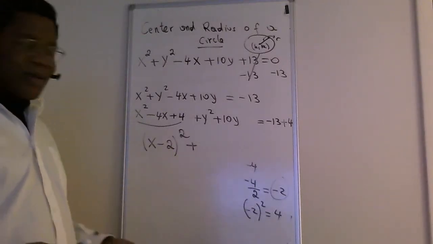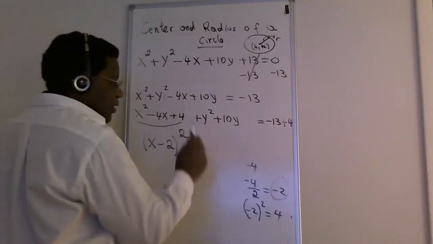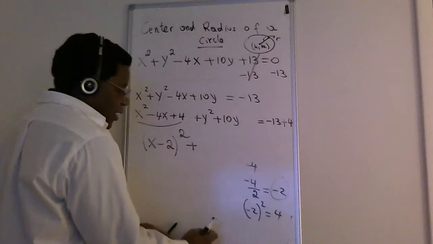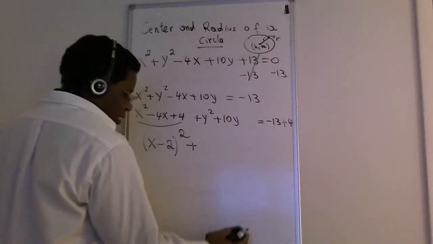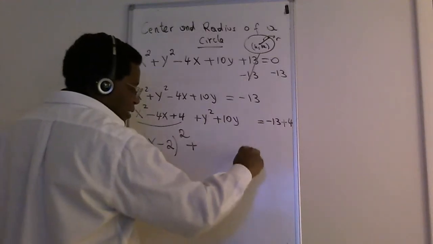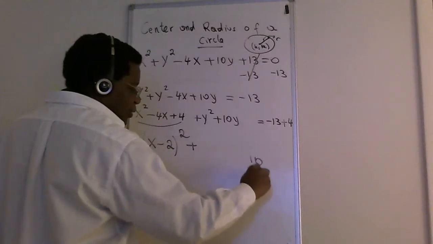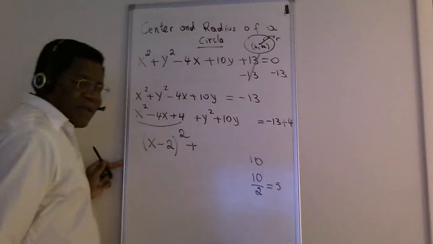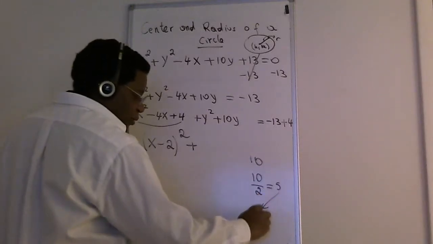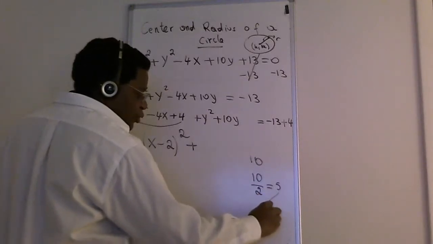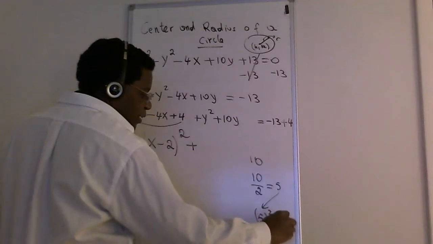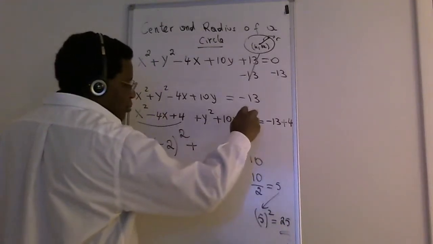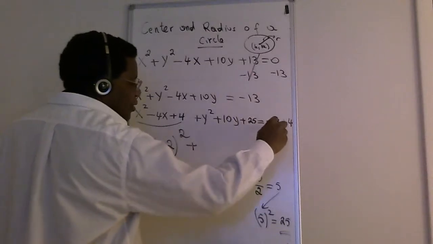Now we can go to the y terms. Now we do the same thing. We look for the coefficient of y. So the coefficient of y is 10. Now we're going to take 10, and we're going to divide 10 by 2. It is going to give us 5. Now when we get 5, we're going to take that 5, we're going to square it so that we can get 25. And that 25, we're going to add it to both sides of the equation.